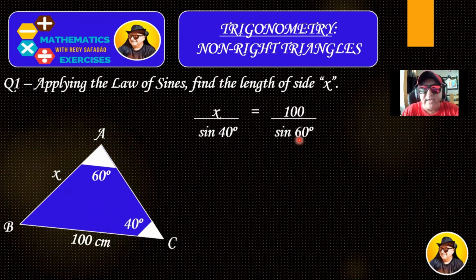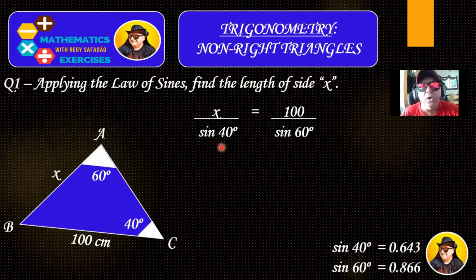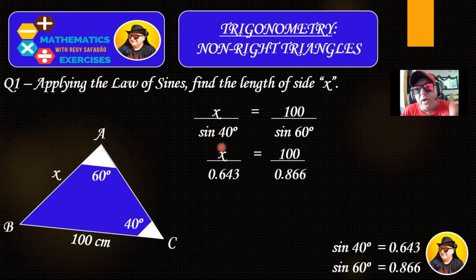Okay, so now we can see that applying the law of sines, we have that side X is over the sine of the angle that is opposite to it, okay? And the 100 is over the sine of 60. Well, now the sine of 40 degrees and the sine of 60 degrees are given. So now I'm going to replace those values, sine of 40 and sine of 60. Okay, so X is over 0.643, and the 100 is over 0.866.